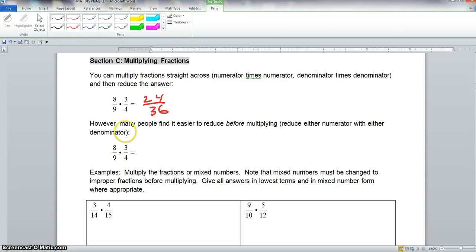Now, it says we can simplify this because we know 24 and 36 are even. So we could divide both by 2, and that would give us 12 over 18. And we know 12 and 18 both have 6 in common, and that would give us 2/3. So this simplifies out to 2/3. Now it says here, however, many people find it easier to reduce before multiplying.